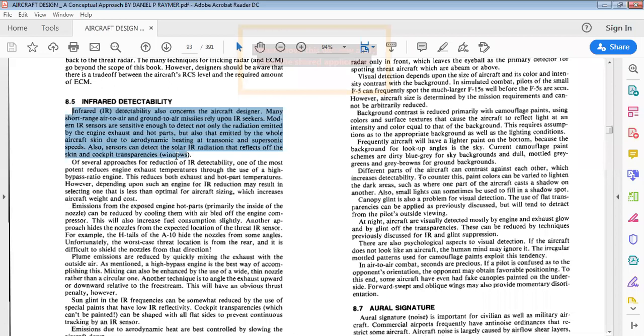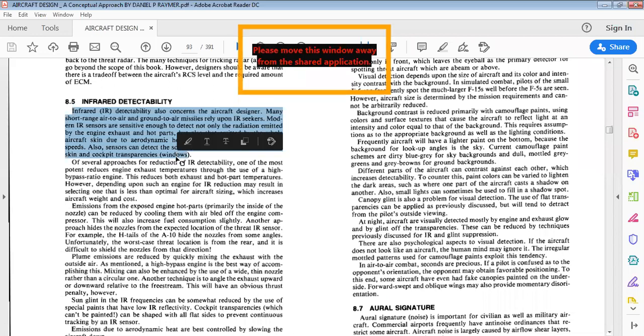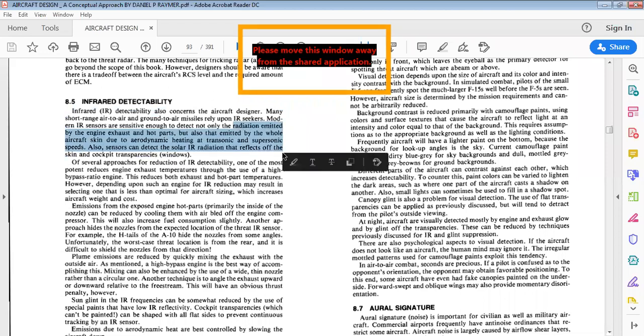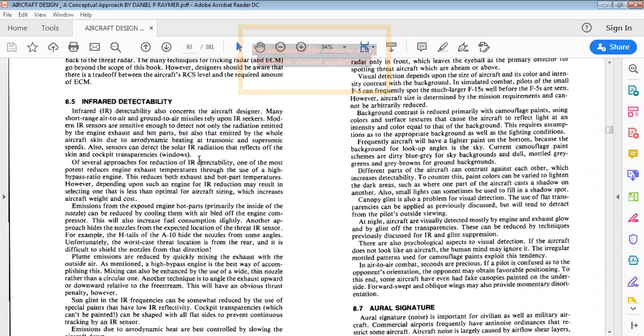Modern IR sensors are sensitive enough to detect not only the radiation emitted by the engine exhaust and hot parts, but also that emitted by the whole aircraft skin due to aerodynamic heating. Whenever the aircraft is flying at higher speed, due to friction there will be heat produced on the aircraft skin, so that also will be detected, the aerodynamic heating at transonic and supersonic speed. Also, the sensors can detect solar IR radiation that reflects off the skin and the convex transparencies, windows. So these are all the things you have to consider.